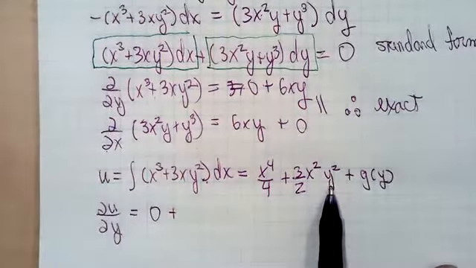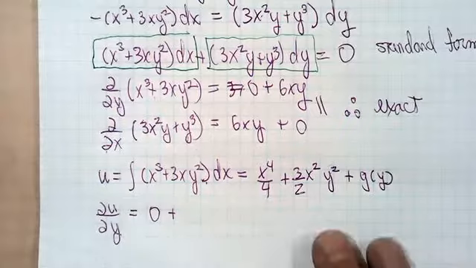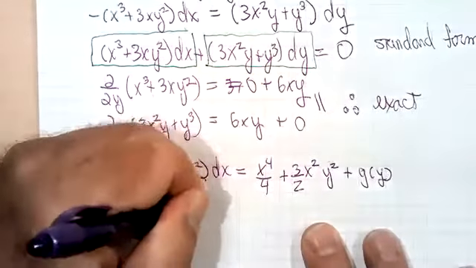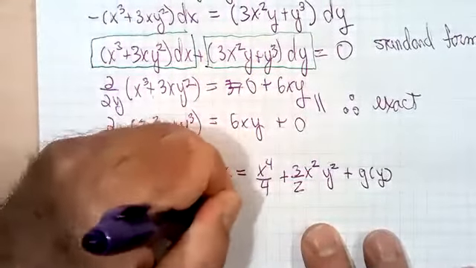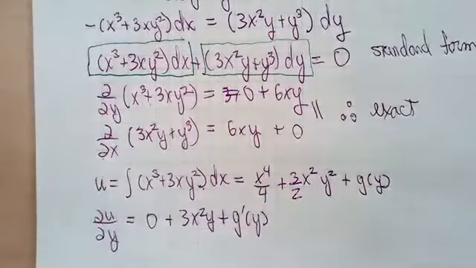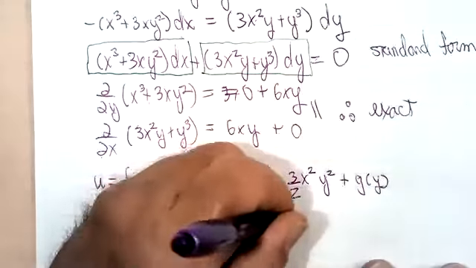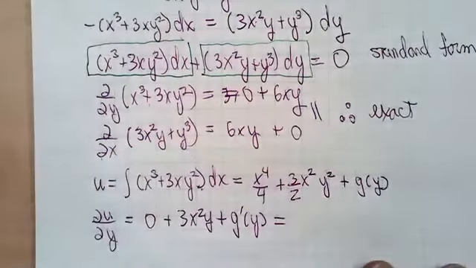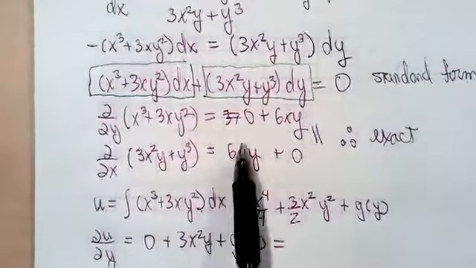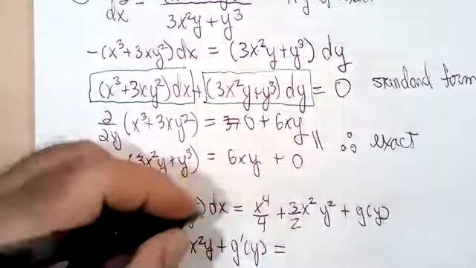This term has a y squared, so the partial with respect to y of just that factor is 2y, so we get 3x squared y plus the derivative of any pure y terms. And that we match up to our other expression for the partial with respect to y, which is that right there.